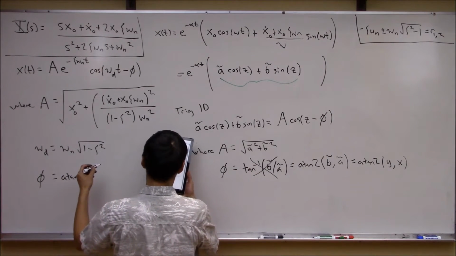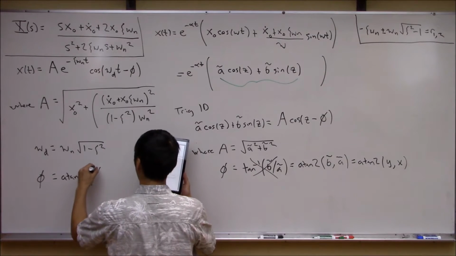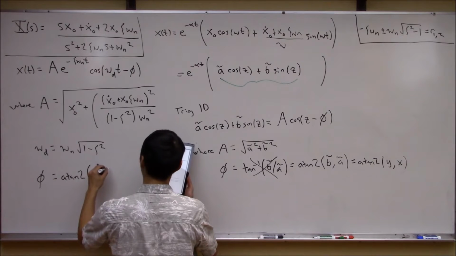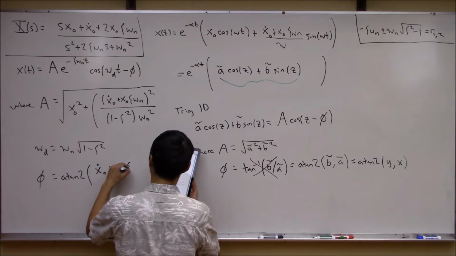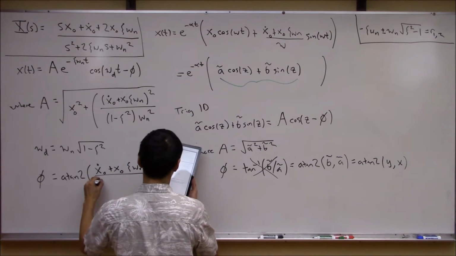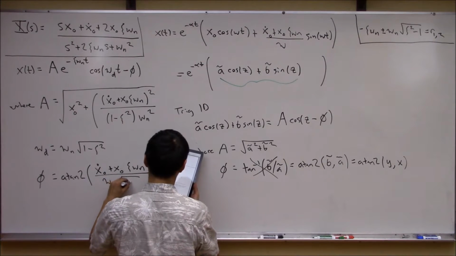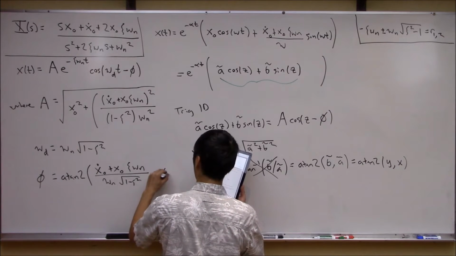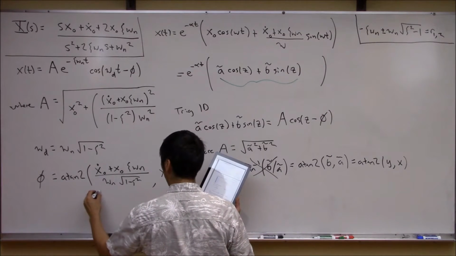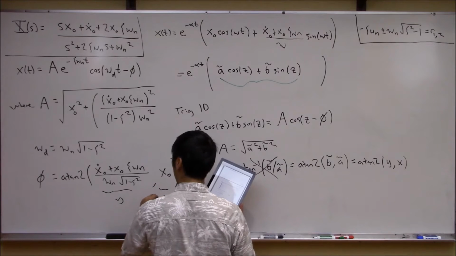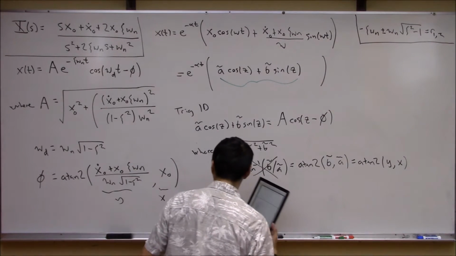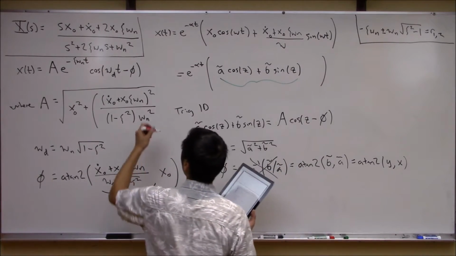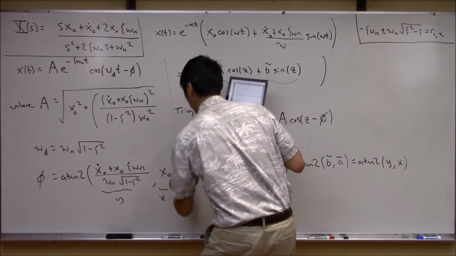So this guy, the y component was x dot 0 plus x0 zeta omega n all over omega n squared root 1 minus zeta squared. Okay, so that was the y component, and then the x component is just x0. So this is the y component, and this is the x component of your arctan2. Great. We better box that up because we spent a lot of time getting to this, and this is the important part.